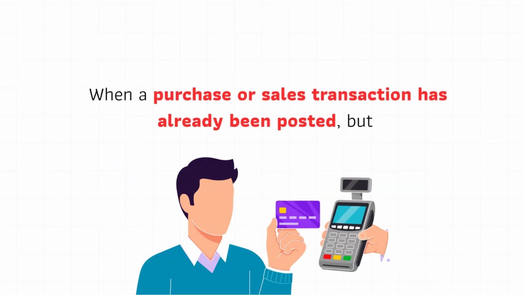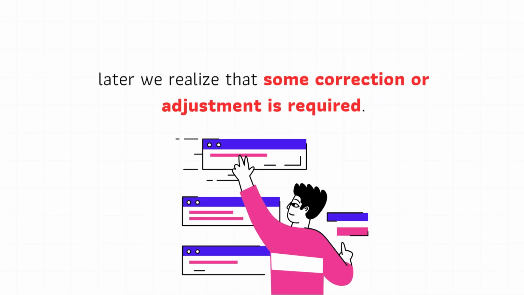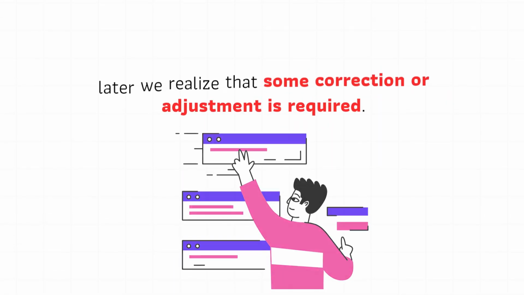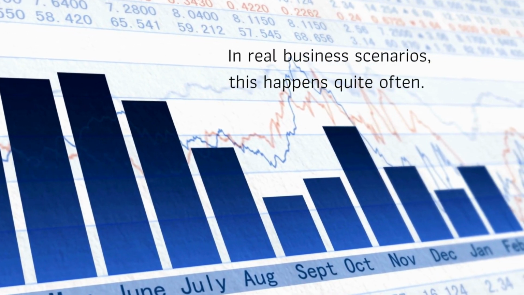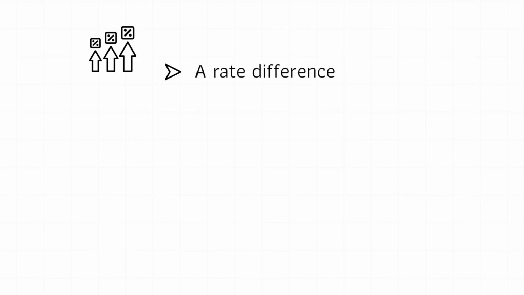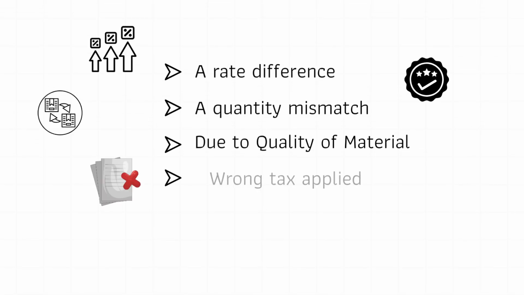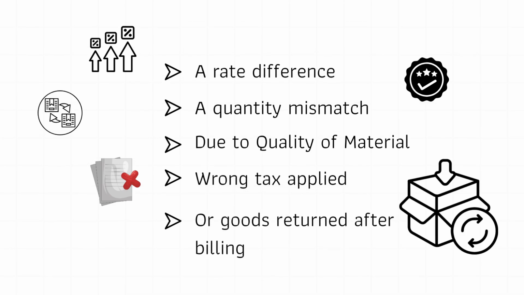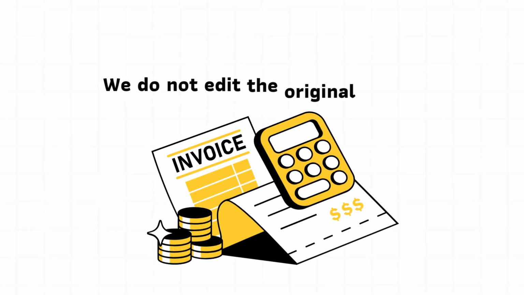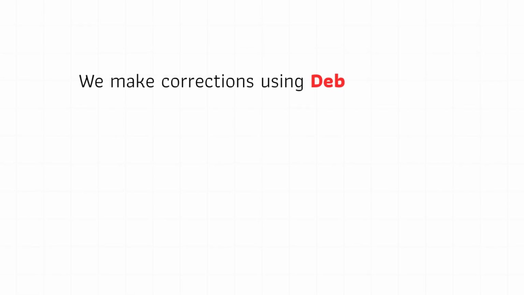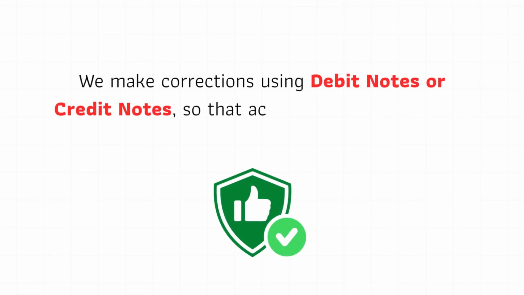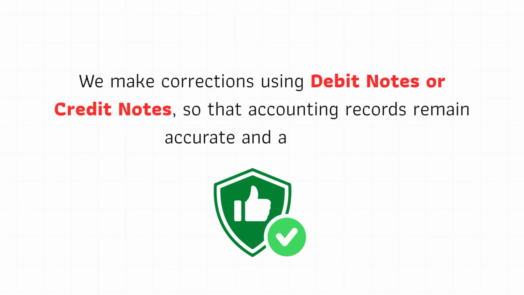These entries are used when a purchase or sales transaction has already been posted, but later we realize that some correction or adjustment is required. In real business scenarios, this happens quite often. For example, there may be a rate difference, a quantity mismatch due to quality of material, wrong tax applied, or goods returned after billing. In such cases, we do not edit the original invoice. Instead, we make corrections using debit notes or credit notes, so that accounting records remain accurate and auditable.